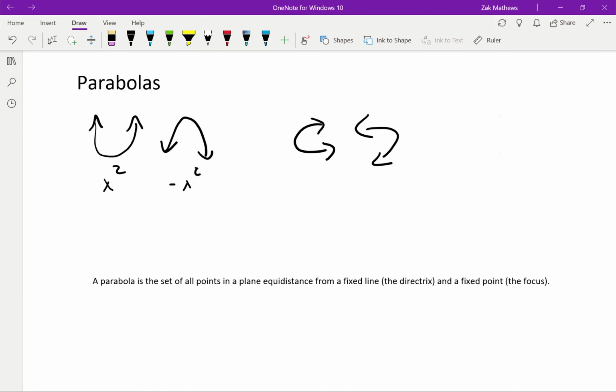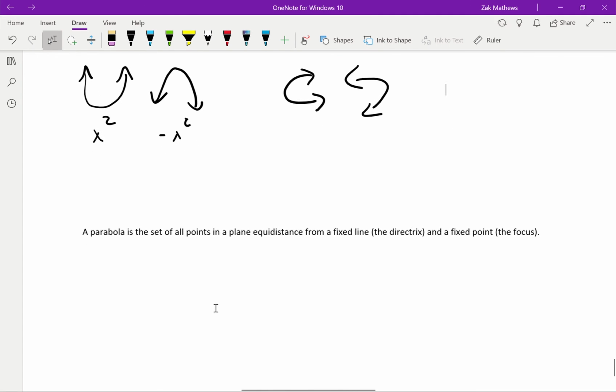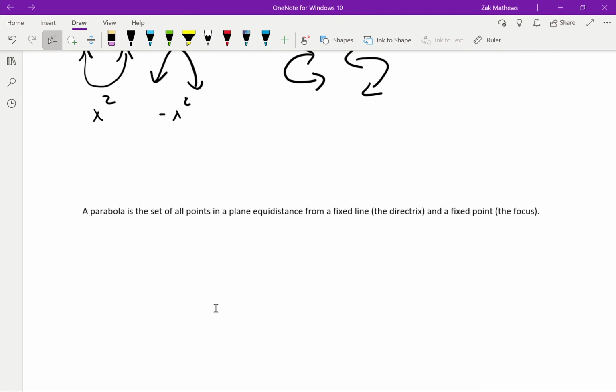And we want to go beyond our definition in algebra to really understand what is a parabola. It's not just a quadratic function, but it has some inherent properties. So let's start with the definition. A parabola is the set of all points in a plane equidistant from a fixed line called the directrix and a fixed point called the focus.